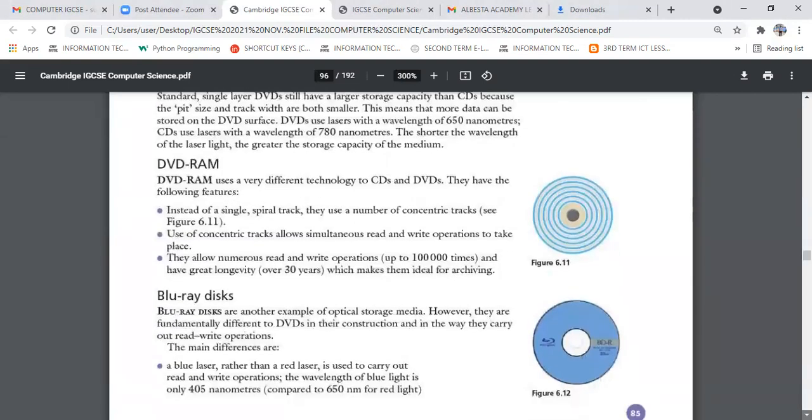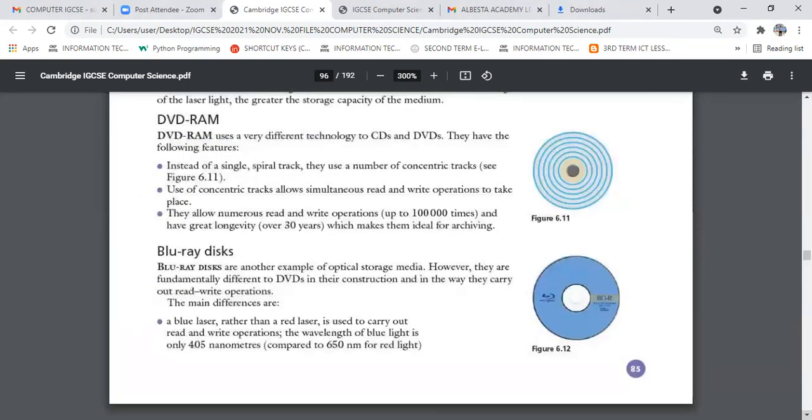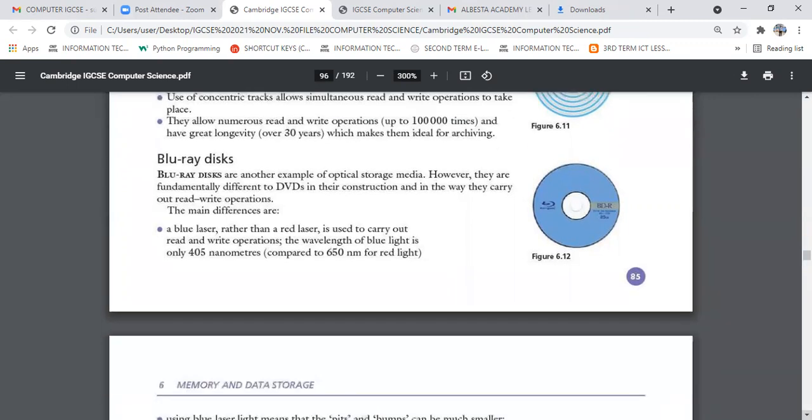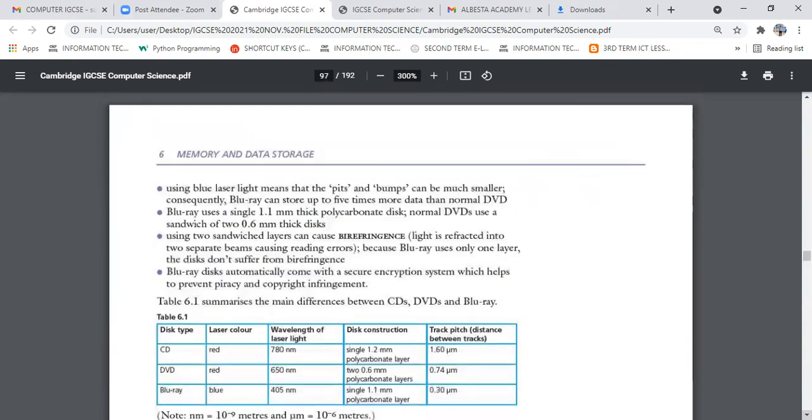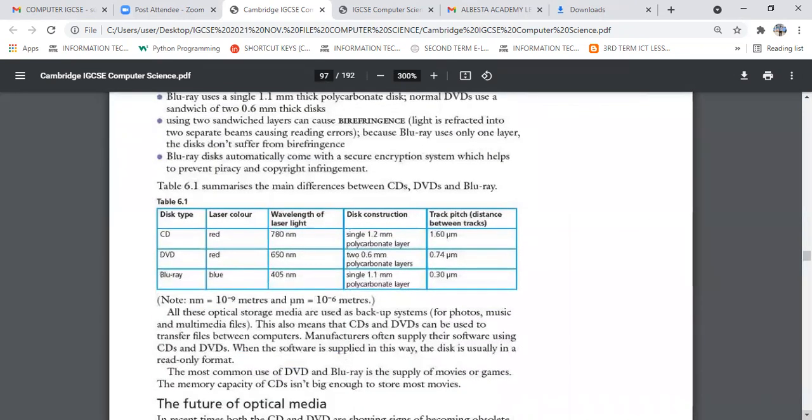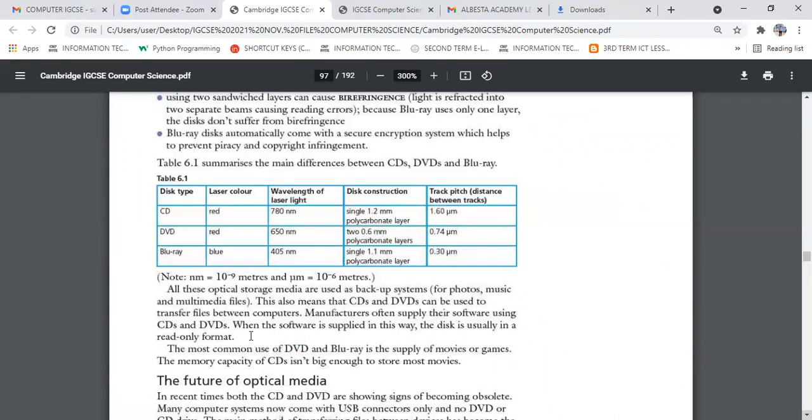Then we have the DVD-RAM and the Blu-ray disc. Blu-ray discs are another example of optical storage media. However, they are fundamentally different to DVDs in their construction and in the way they carry out read-write operations. A blue laser, rather than a red laser, is used to carry out read and write operations. So let us now consider the main differences between CDs, DVDs, and Blu-ray. Laser color: CD, red; DVD, red; Blu-ray, blue, as the name implies.